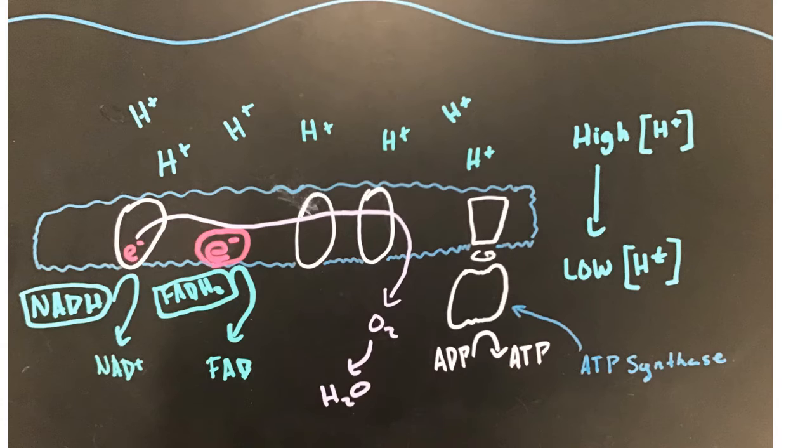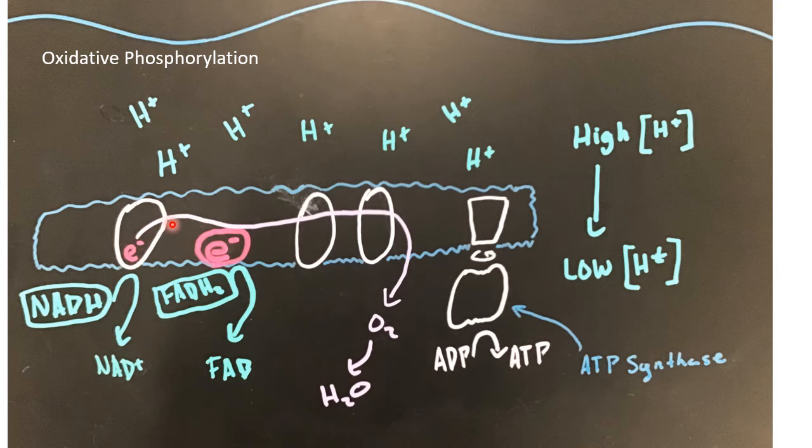Our last step of aerobic cellular respiration is oxidative phosphorylation, or the electron transport chain. So our electron carrier molecules, NADH and FADH2, drop their electrons into the electron transport chain, and these electrons flow through the chain, and then our final electron acceptor, oxygen, will take these electrons, and our oxygen molecule will become water.